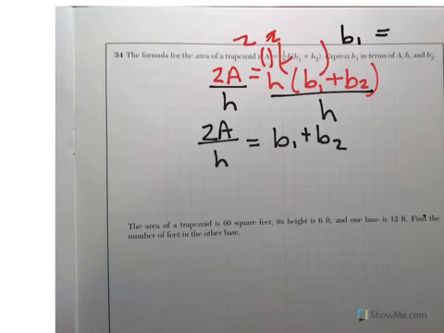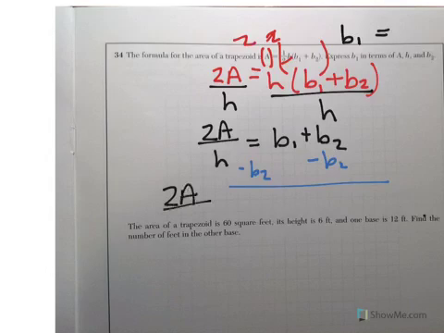Okay, last step. To get b1 alone, I need to subtract b2 from both sides. And so I'm left with 2a over h minus b2 is equal to b1. Okay, so this is my final answer up top.